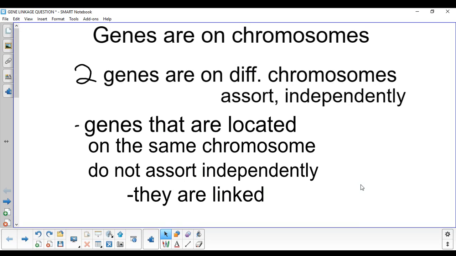And that's true if the genes are located on different chromosomes. If genes are not located on different chromosomes, if they are located on the same chromosome, they will be inherited together and not independently. So, what does that mean? First, let's review Mendel's law of independent assortment.